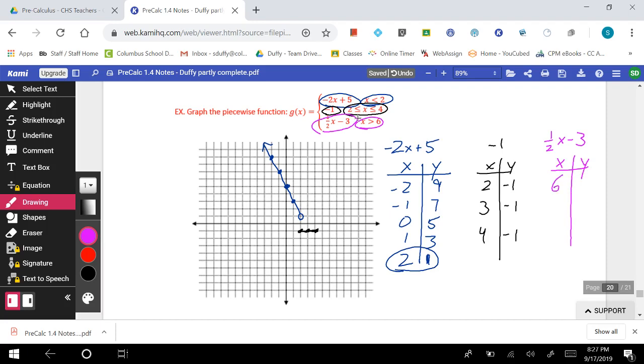Okay, so I'm going to start at 6, but I'm going to leave it open. 1/2 times 6 is 3, minus 3 is 0. That's my open dot. Then I'm going to go up. 7. 1/2 times 7 is 3.5, minus 3 is 0.5. And then 8. 1/2 times 8 is 4, minus 3 is 1. And so forth. So at 6, I'm going to go to 0, but it's open. 7 is 0.5. 8 is 1. And it's going to follow that because it has a slope of 1/2.